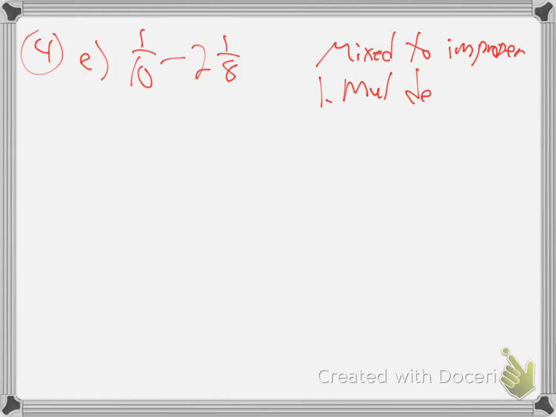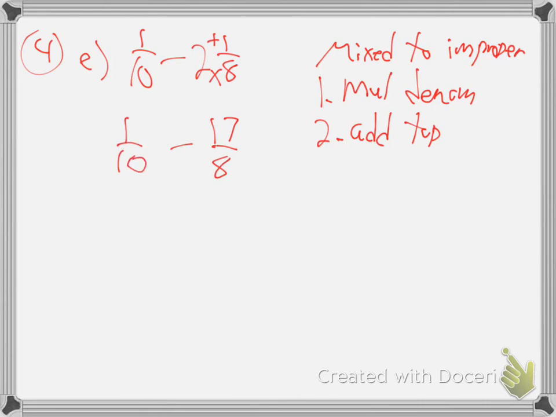Step one, multiply the denominator, add the top, right? Remember, you multiply by the number on the bottom, add the top. So 2 times 8 is 16, add 1 is 17 over 8. Is that good like that? That makes sense. Remember, multiply the bottom, add the top. Okay, and now if I want to subtract those, now I can get common denominator.